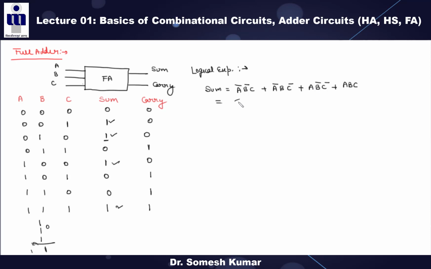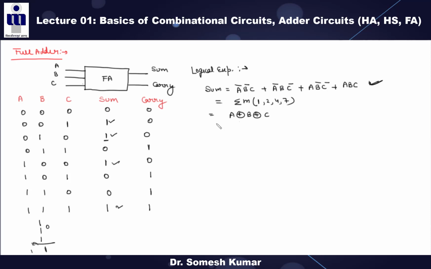We can also write the sum in the standard SOP form. What is the standard SOP form? 1, 2, 4, 7. And what is this basically? This is A XOR B XOR C. If you expand A XOR B XOR C, it will give the same thing. Any doubt in the sum? Further, this cannot be minimized.